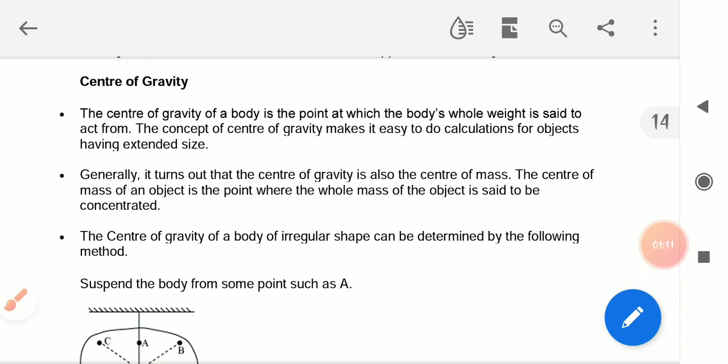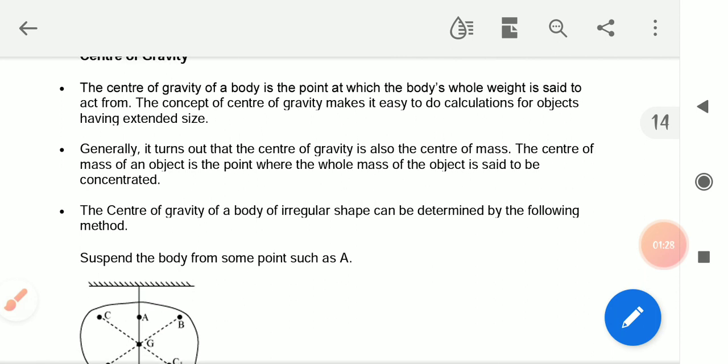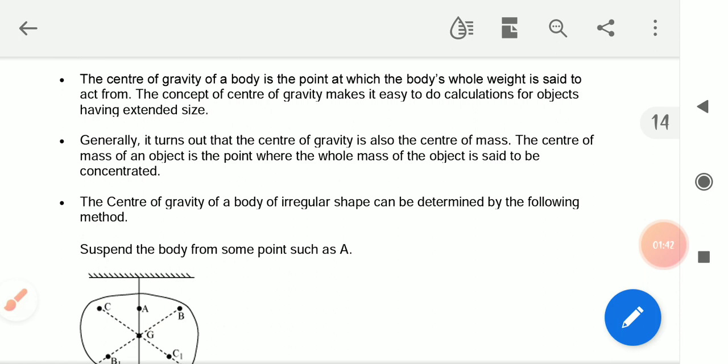The center of gravity of a body is a point at which the resultant of the parallel forces, called the weight of the body, acts vertically downwards due to gravity, no matter in which position the body is placed. Here we can say the center of gravity of a body is the point from which the body's whole weight is said to act. The concept of center of gravity makes it easy to do calculations for objects having extended size.